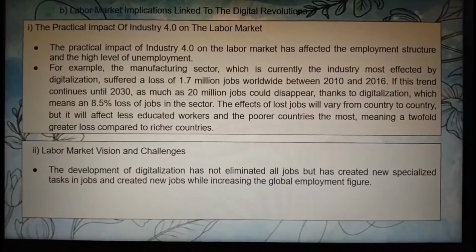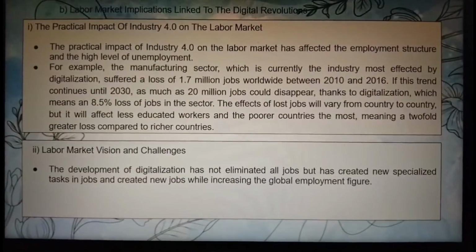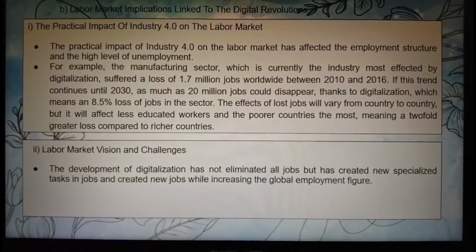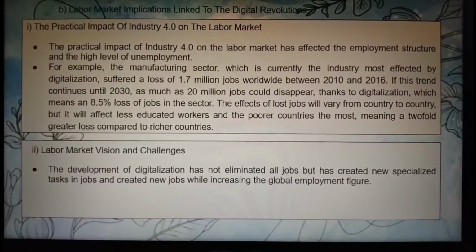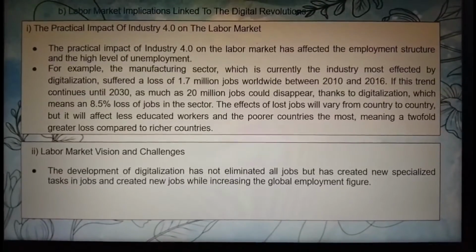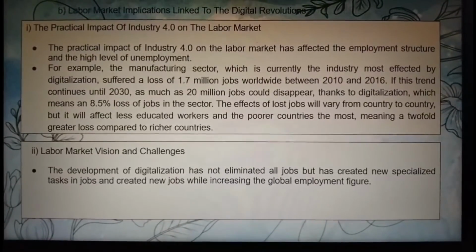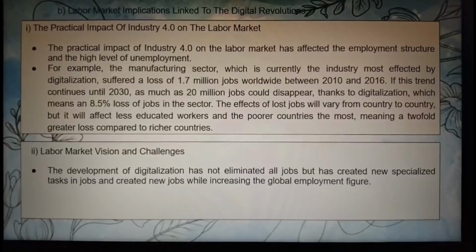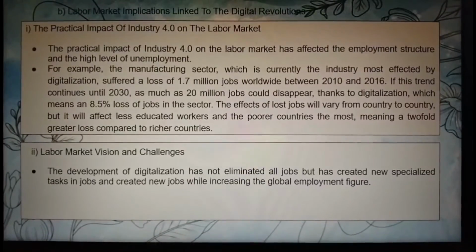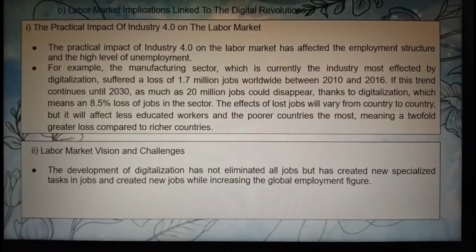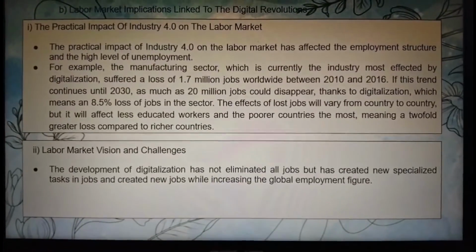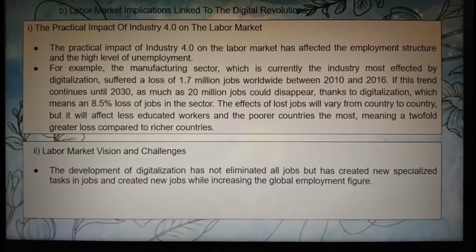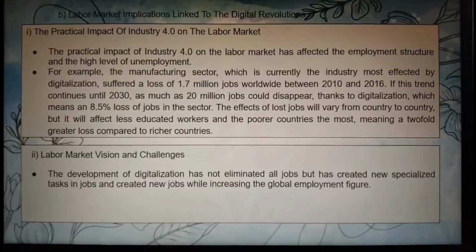If this trend continues until 2030, as many as 20 million jobs could disappear due to digitalization, which means an 8.5% loss of jobs in the sector. The effect of lost jobs will vary from country to country, but it will affect less educated workers and the poorer countries the most, meaning a twofold greater loss compared to the richest countries.